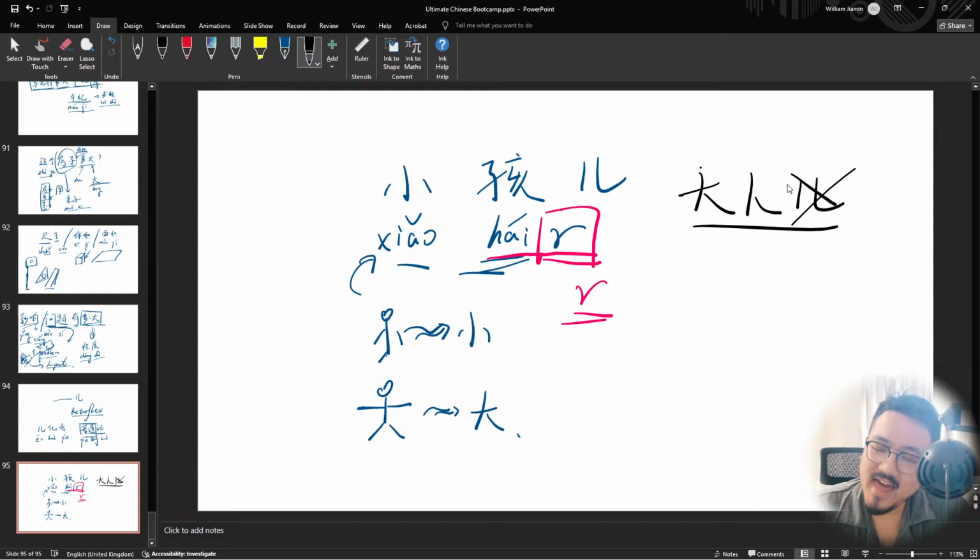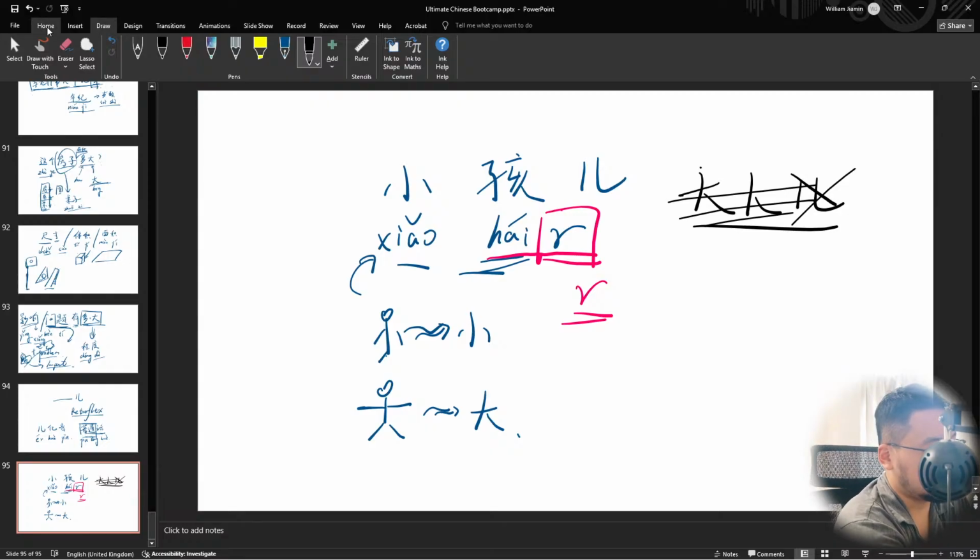Loosely translated, without the retroflex final, everything is still fine. Some words and phrase expressions can add R, but it's not a must. It's just 锦上添花, adding a flower to an already pretty good thing. Okay, so 小孩儿, and no 大人儿, right? Let's continue to finish all the examples here.